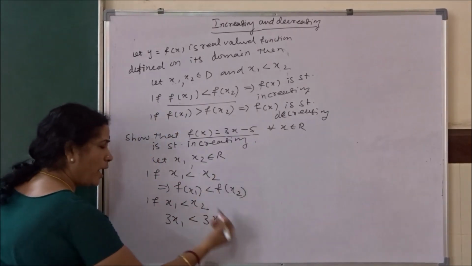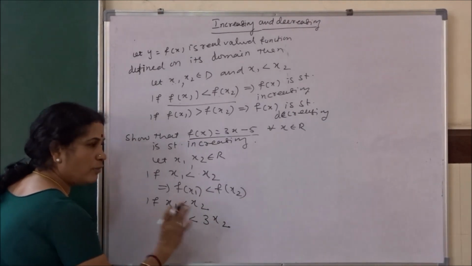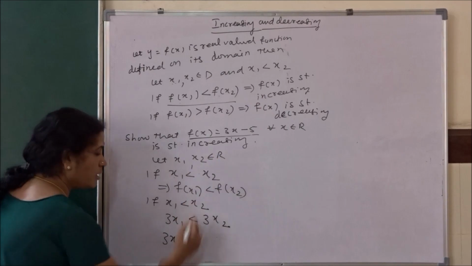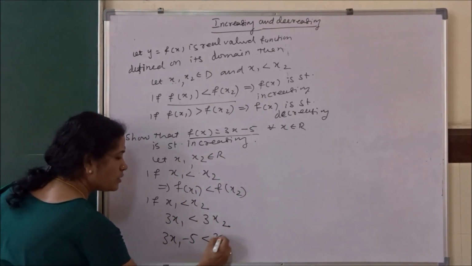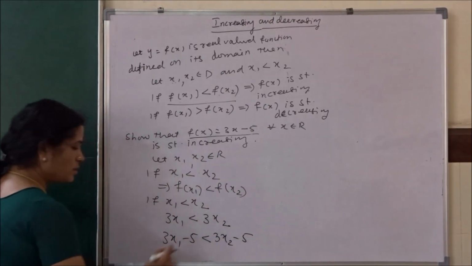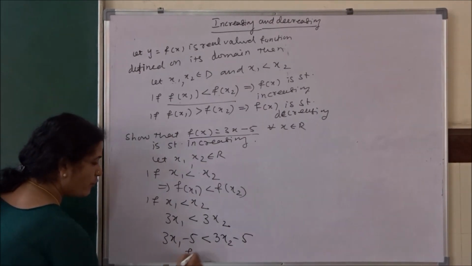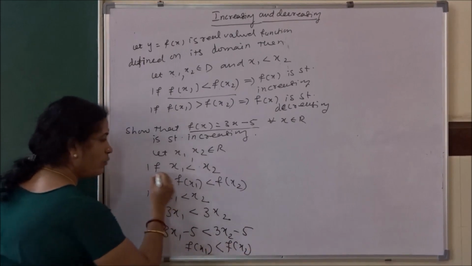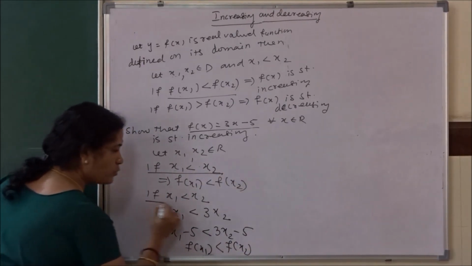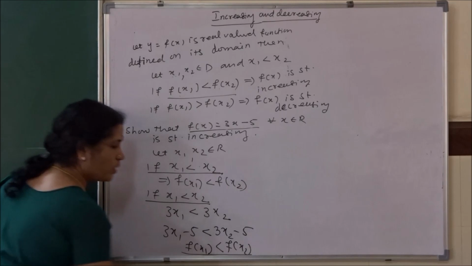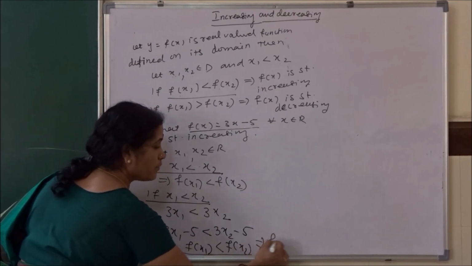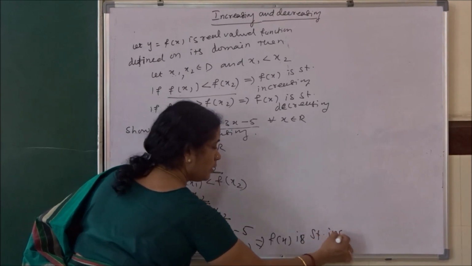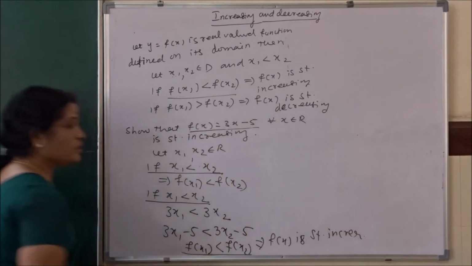Now if you add or subtract any number, the inequality will not change. So as per this function, I need both sides minus 5. So I am subtracting 5 from both sides. So we are getting f of x1 less than f of x2. See, I have taken x1 less than x2, and I am getting f of x1 less than f of x2, which implies f of x is strictly increasing. Clear to you? This is without a derivative test I am doing.